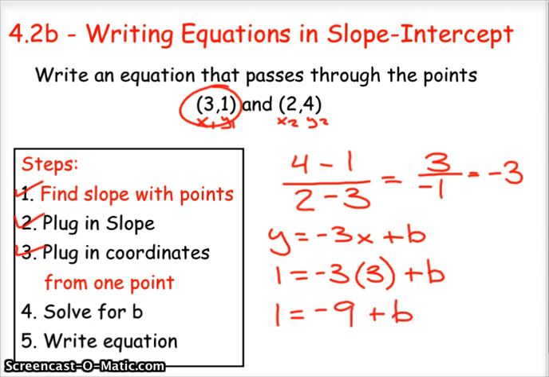Solve for b, and you isolate the variable. So I have -9 plus b. I'll add 9 to both sides. I'll get 10 is equal to b. I found my b now, so I can write the equation. My equation will end up being y equals my slope, which I found in the first step of -3, x, plus my b term I just found of 10.